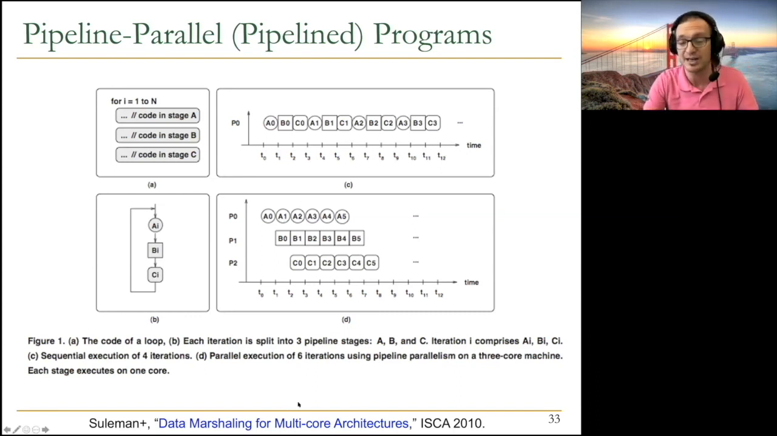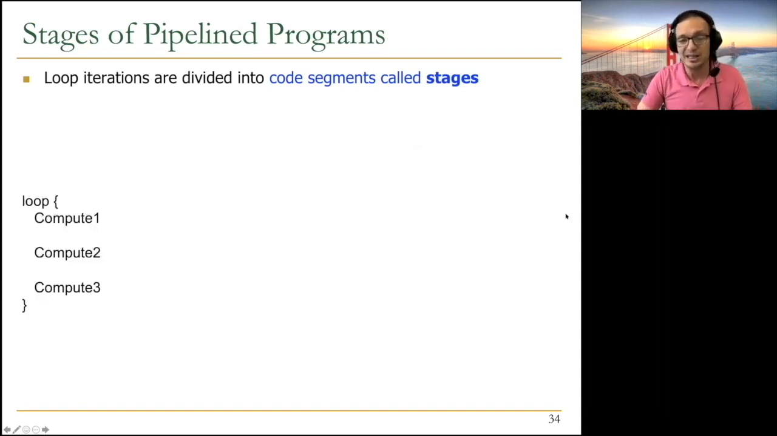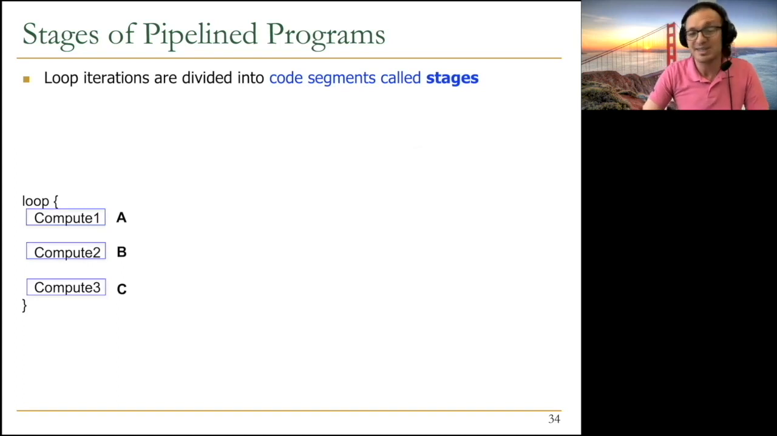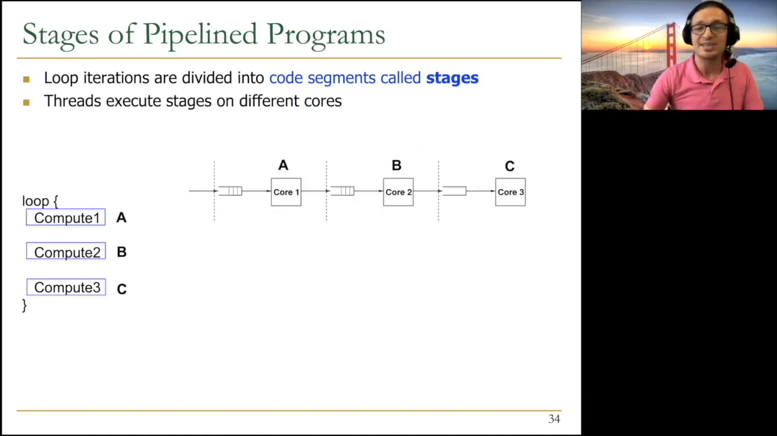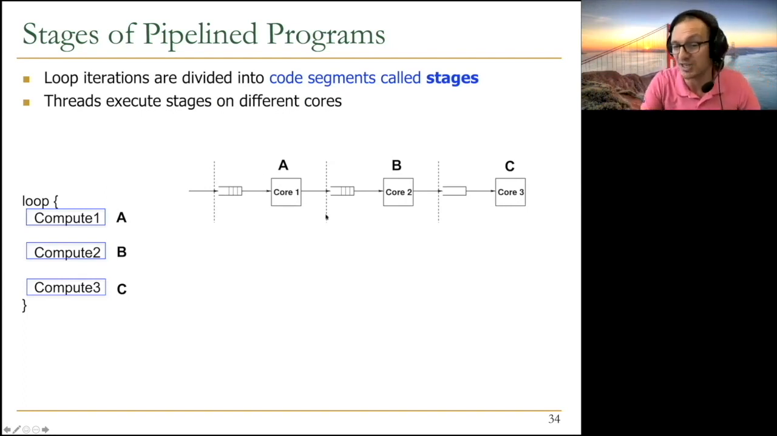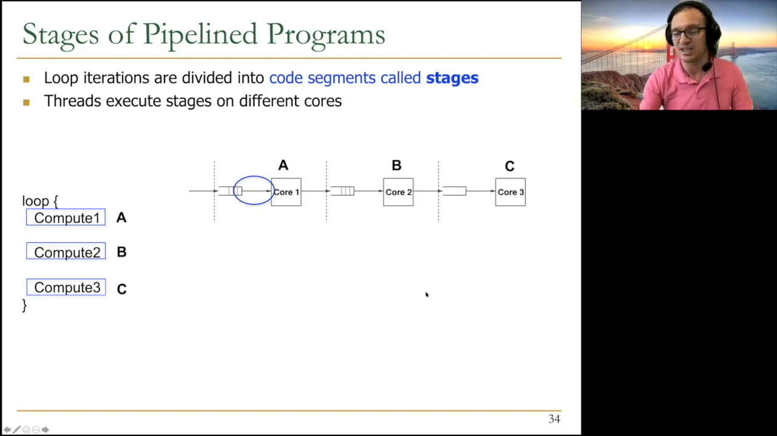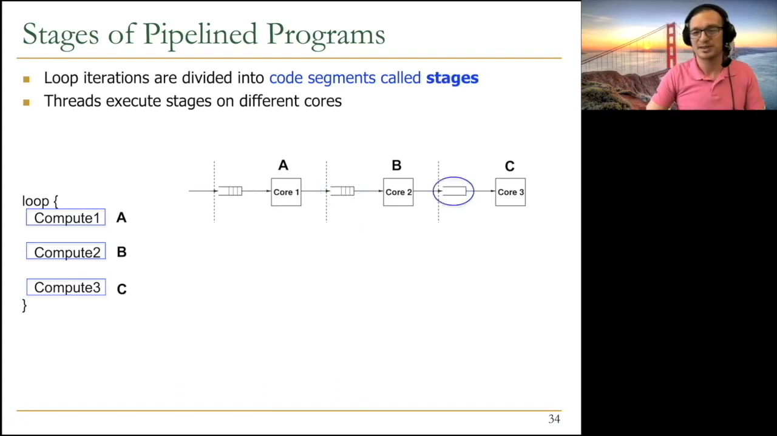If you're interested, you can actually read this paper that we had written in ISCA 2010. But I've already said this, basically we divide the loop iterations into code segments called stages. And each loop has different parts, let's say 3 stages in this particular case. Threads execute stages on different cores. This is a general purpose programming model, but each core may be a processing element, as you can see. And you can see that each core has a queue associated with it, and they can communicate with each other through these queues.